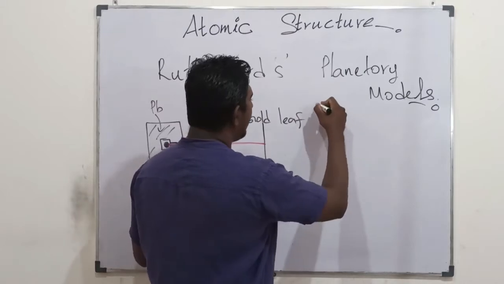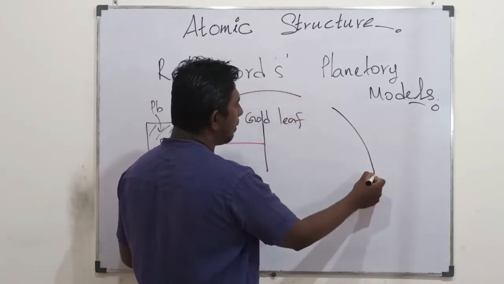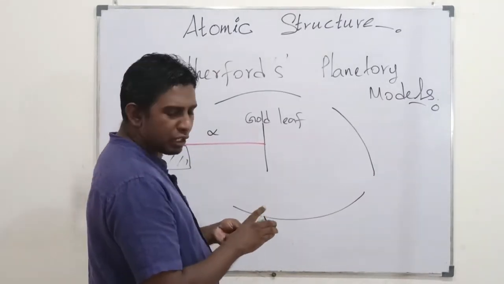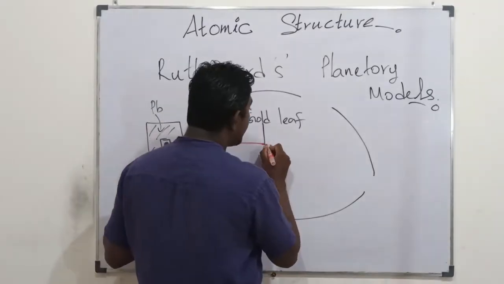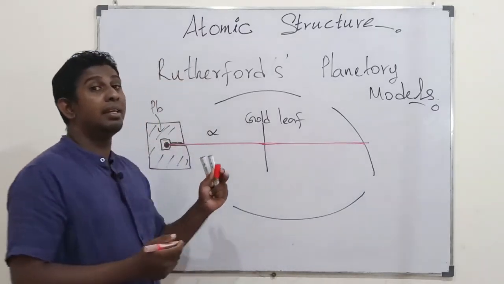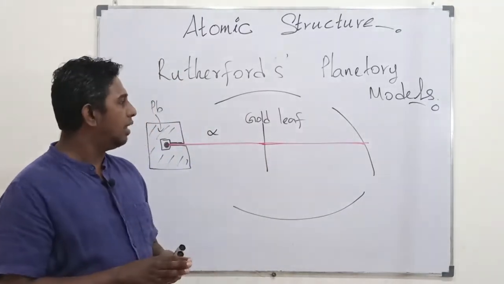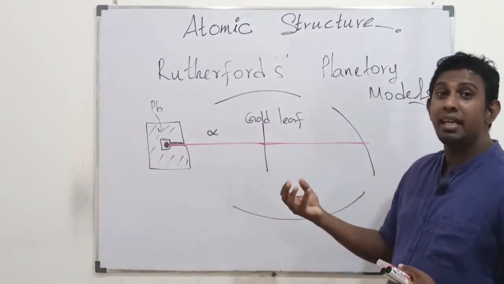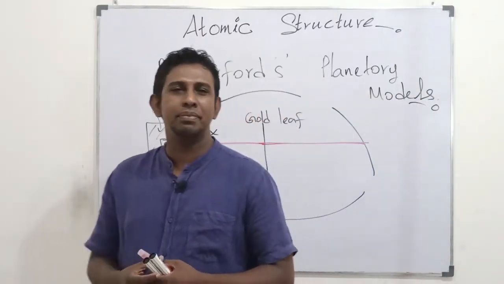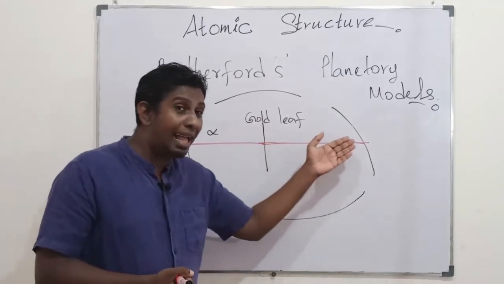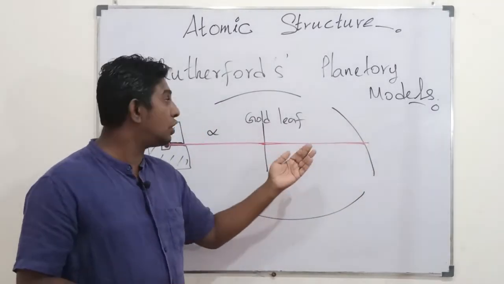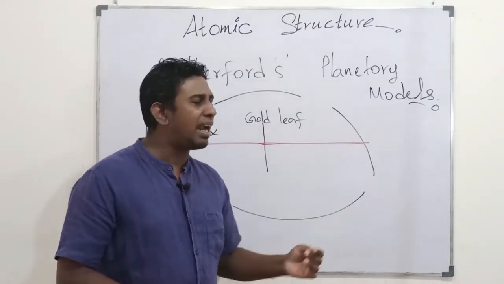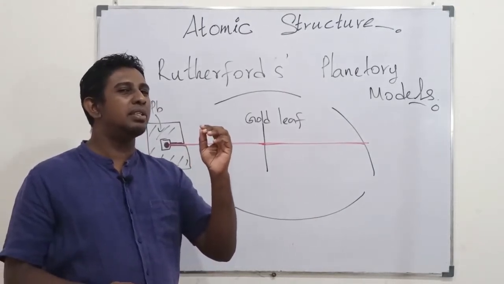On the screen, he asked to use some screens around the gold foil. So he expected all the alpha radiations to spot on the rear screen. Then they carried out that experiment in exactly the same way he thought. They found that almost all alpha ray particles, alpha radiations, spotted on the screen kept behind. But there was a very, very trace amount.